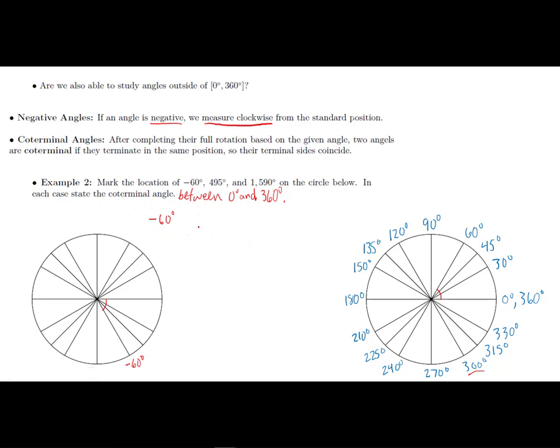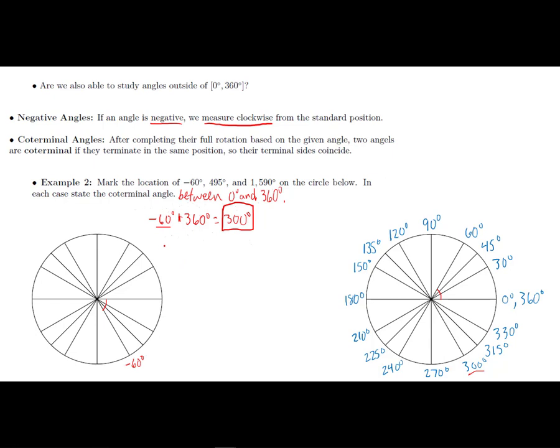So I know that if I've got an angle here, if I add 360 degrees to that angle, since 360 degrees is one full rotation, that should take me exactly back to where I started. So if I start at negative 60, I add 360, 300 degrees should be in the exact same place. So 300 degrees is coterminal with negative 60 degrees.